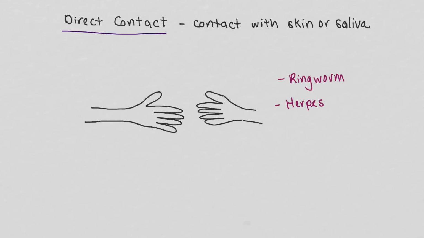Our next mode of transmission is through direct contact. So that would be contact with skin or saliva. Associated with that would be indirect contact, so somebody touching a surface and then you coming shortly after and touching the same surface. Not all pathogens live off the body for very long periods of time, so not all things are transmitted through indirect contact. But some examples of direct contact transmission would be ringworm, which we talked about before. It's a fungal infection, so it can be passed from person to person. Herpes, the common cold sore, can be transmitted through direct contact.